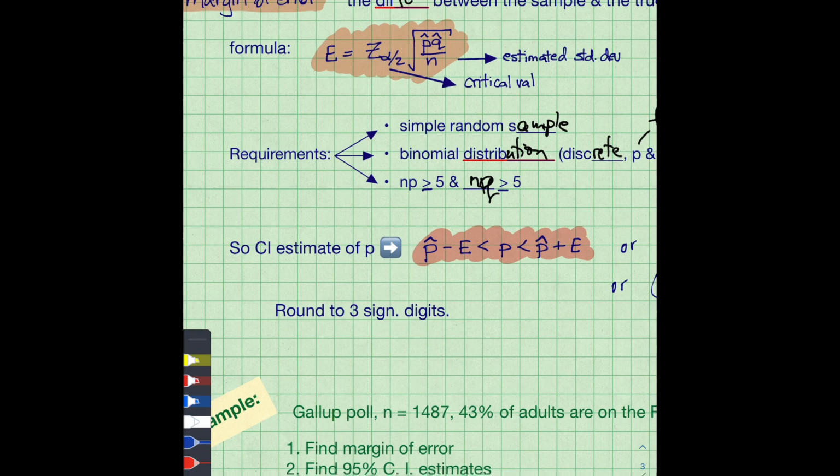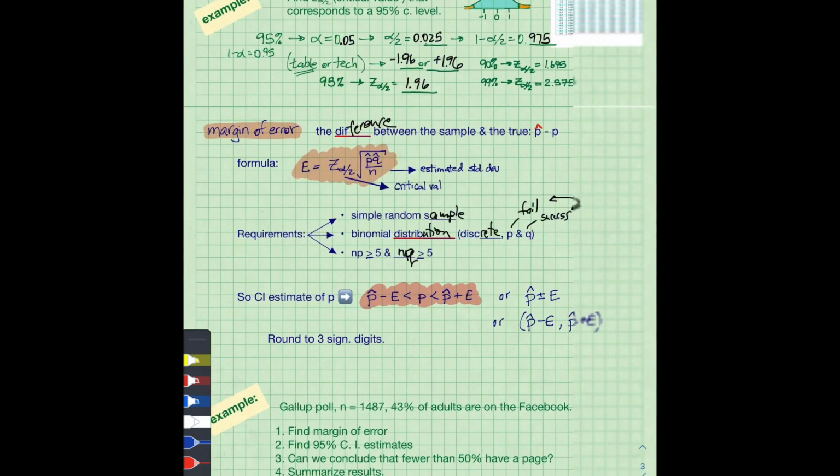Once you have the error, I can then take your proportion in the sample, subtract the error, take your proportion, add the error, voila, the actual proportion is captured by that. What confidence level? Again, depending on the problem. Typically, in this example that we're working through, it's 95%. Finally, we round our answers to 3 significant digits.